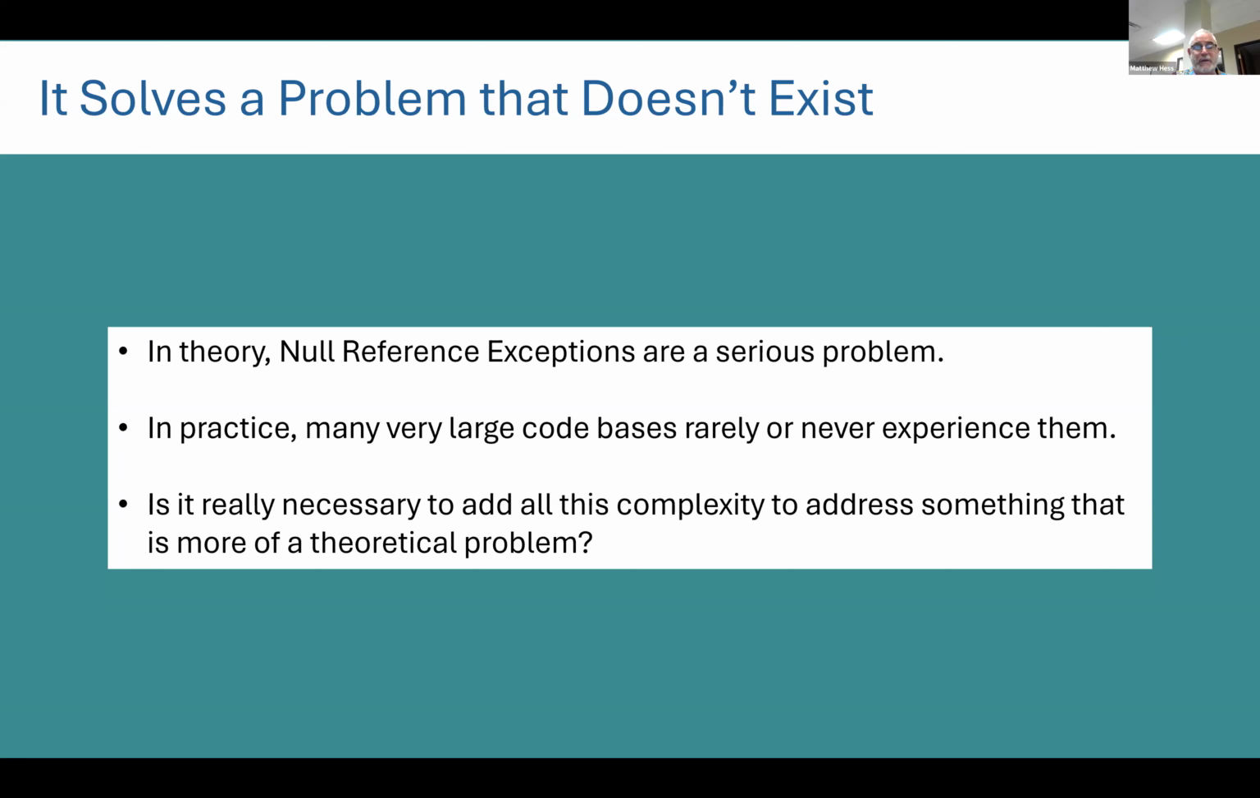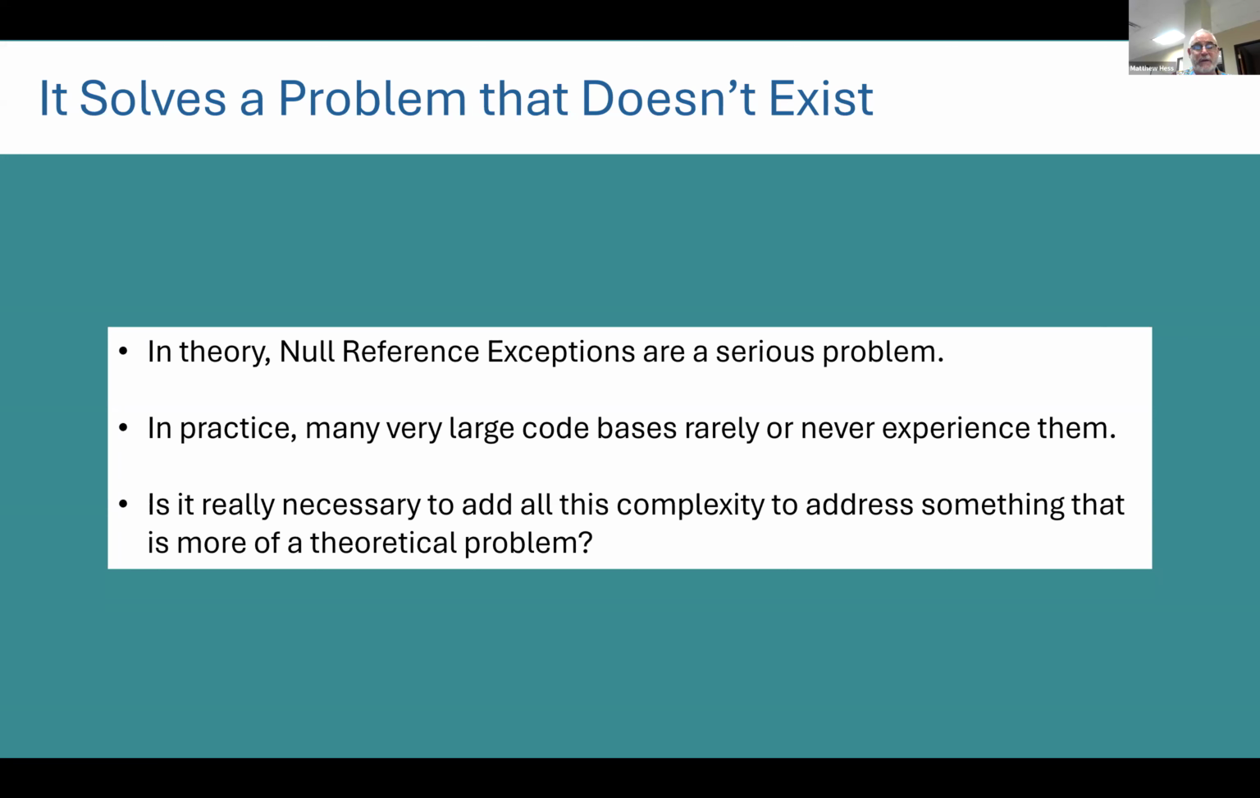It's a half measure. It's true, newer languages like Swift, Rust, and Kotlin actually have true non-nullable reference types. In Swift, for example, string and string question mark are actually different types, and only string with the question mark can be nil. String can't be nil. That's true for modern languages.